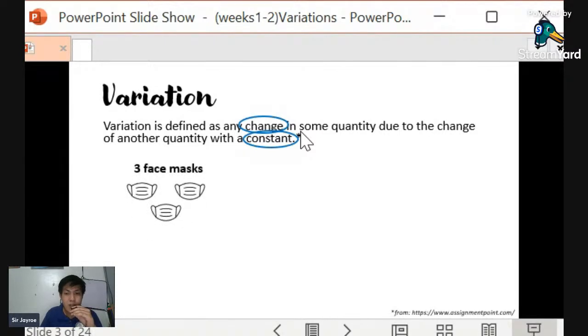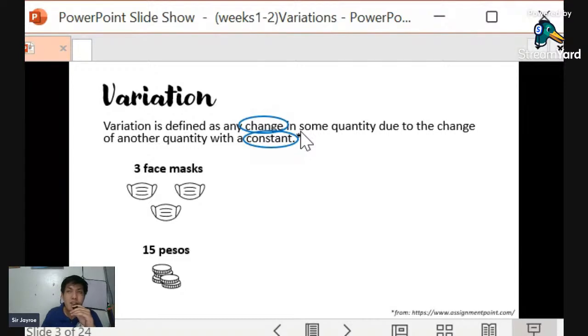Okay, so this will be a real life scenario, an example of variation. So for example, we have three face masks, no? So meron tatlong face mask and yung tatlong face mask na yon ay nagkakahalaga ng 15 pesos. So I think mura na ang face mask ngayon, di ba? And very timely itong ating example. So three face masks are 15 pesos.